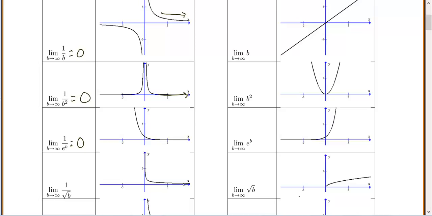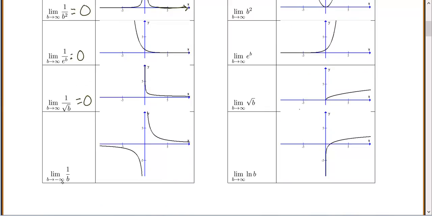Or even 1 over the square root of b. The numbers for the square root of b aren't going to get quite as big as quickly, but we're still going to have 1 divided by the square root of 1,000, 1 divided by the square root of 1,000,000. Eventually, the limit is still going to go towards 0. So you can see any time we're dividing by infinity or dividing by really big numbers, it's going to go to 0.